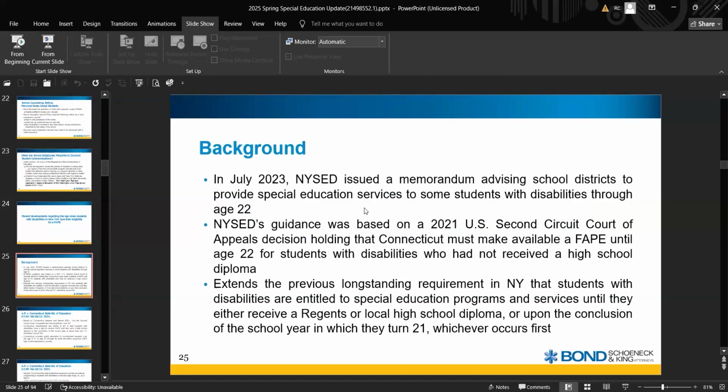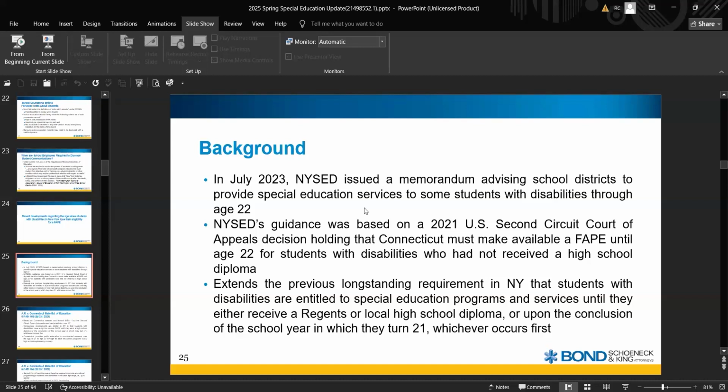All right, so we're going to just set the stage, a little bit of background before we go into more detail. In July of 2023, New York SED issued a memo advising school districts to provide special education programming and related services to students with disabilities through the age of 22. This memorandum was based on a Second Circuit Court decision, A.R. versus the Connecticut Board of Education, in which that court said that schools in Connecticut have to make a FAPE available to students with disabilities through the age of 22.